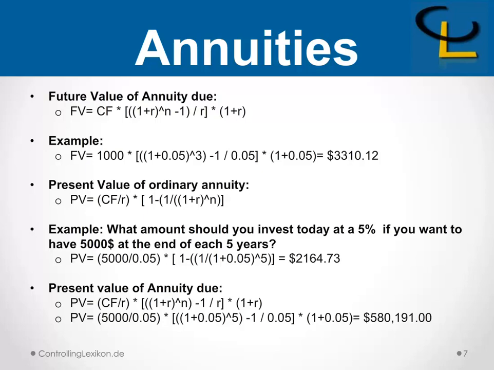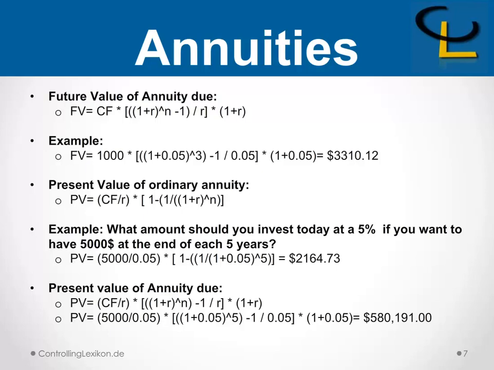and we get $2,164.73. The final one is the present value of annuity due, and the formula is present value equals cash flow divided by R, which is the interest rate as I mentioned before, multiplied by 1 plus R to the power of n minus 1 divided by R, and all of this multiplied by 1 plus R.